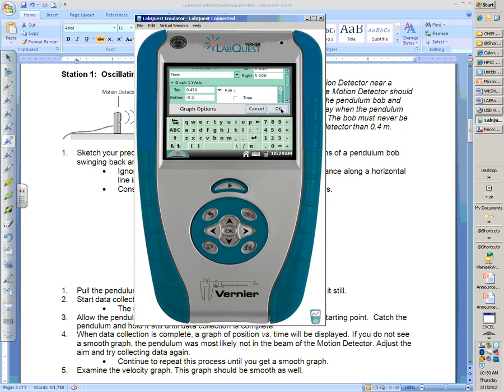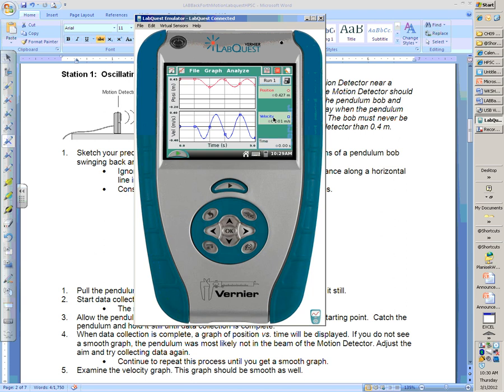Okay? And now I go back to my graph, and you can now see the x-axis on the position graph and the x-axis on the velocity graph. Does that make sense? All right. On page 3 of your lab, the first two questions say, sketch the position versus time and the velocity versus time graphs of the pendulum bob swinging back and forth on the graph provided below. Go ahead and do that now.